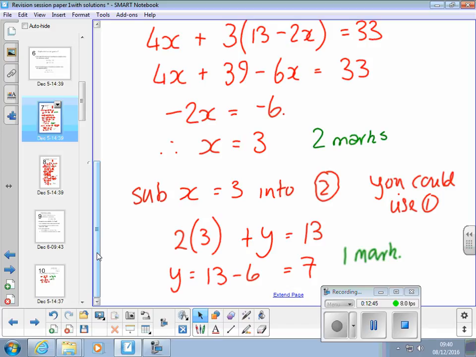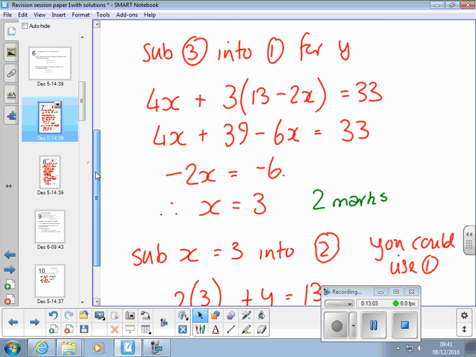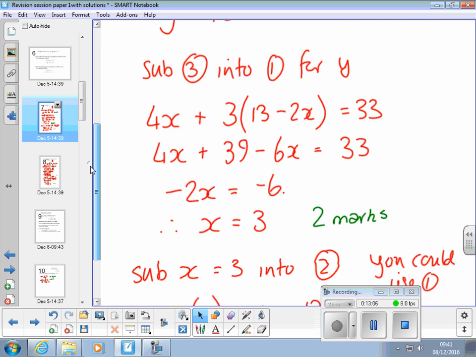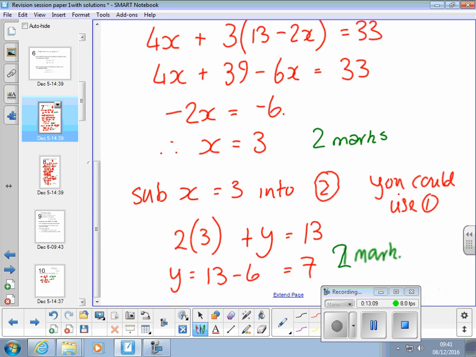And the last bit is just simple. Plug x is equal to 3 into either of the other 2 equations, and then rearrange and solve that. You should have y is equal to 7. 1 mark for that. So 1 mark, 2 marks, 2 marks. You might have rearranged the other equation, you might have substituted in a slightly different order, but there's marks for each of those pieces of work and the final answers.